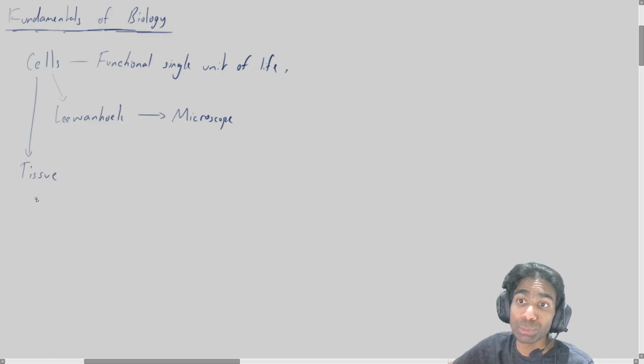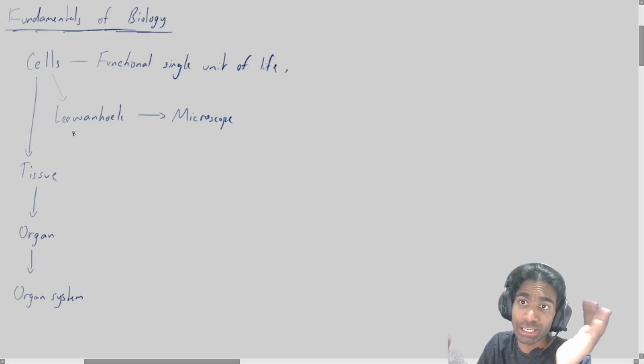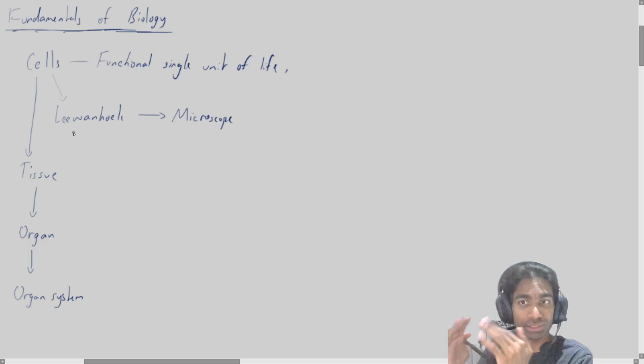And a group of those tissues together make an organ, right? And all these tissues have to be working together to make that particular organ. And then again, a group of those organs together will make an organ system. So just to give you another example of this, right? If you've got a bunch of cells working together, that will make a tissue.